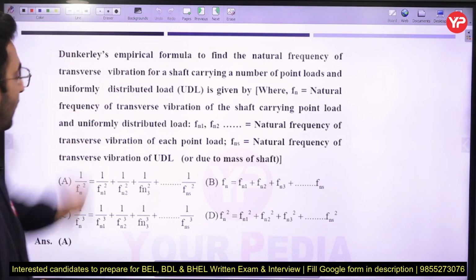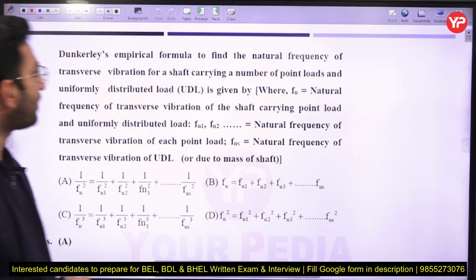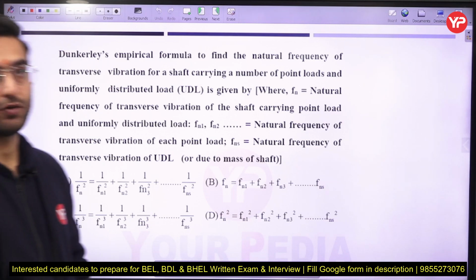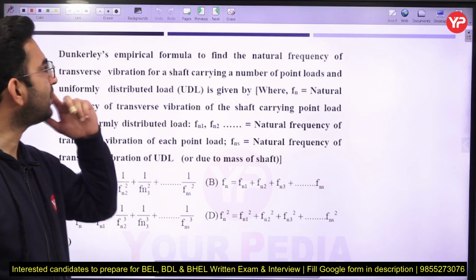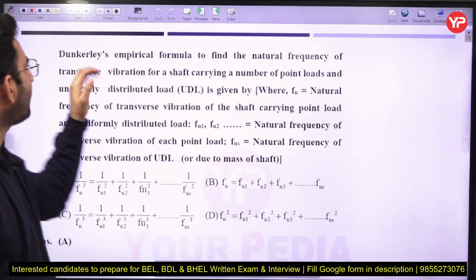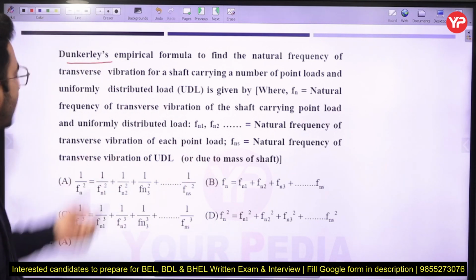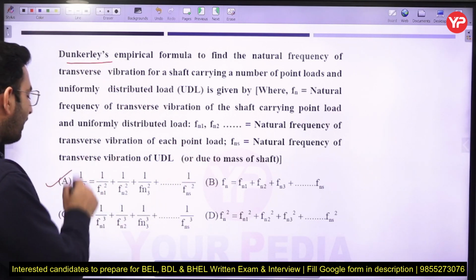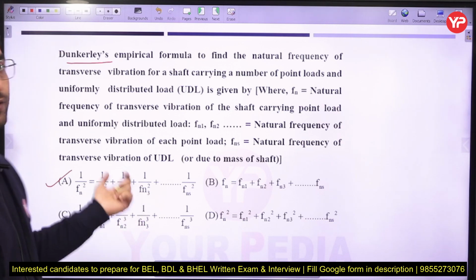Next question here. Dunkerley empirical formula to find the natural frequency of the transverse vibration for a shaft carrying a number of point loads here, and uniformly distributed load is given by. So here you can see this is a basic direct formula based question. If you have just a basic idea of what the expression of Dunkerley formula is, you can solve this question, and in this case the expression is given by 1 upon fn square equal to 1 upon fn1 square plus 1 upon fn2 square and so on.